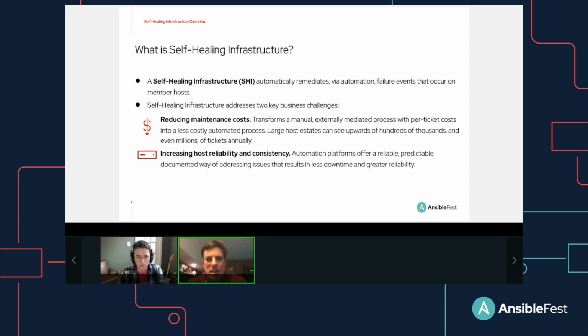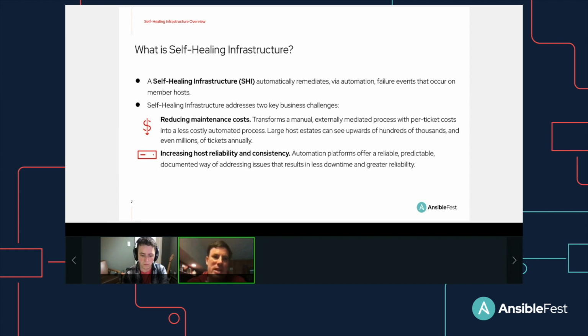The second thing that it does is it also increases host reliability and consistency. The nice thing about automation platforms is that they offer a reliable, predictable, and most importantly documented way of addressing issues that results in less downtime and greater reliability. So you're not just reliant on contractors to talk amongst themselves and say, hey, how did you fix this issue? Oh, I fixed it this way. Well, I fixed it this way. Okay, let's combine the two efforts, right?